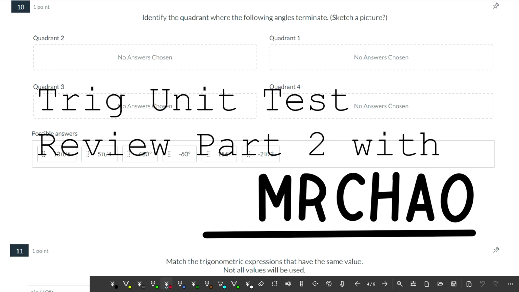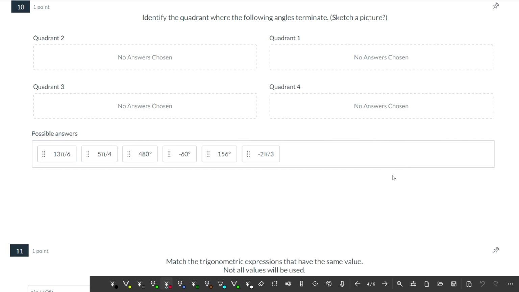Okay, number 10 says, identify the quadrant where the following angles terminate. And the hint is to draw a picture or sketch a picture. So for each of these problems, I'll just draw a quick sketch of where the angle might be, and we'll just talk about it.